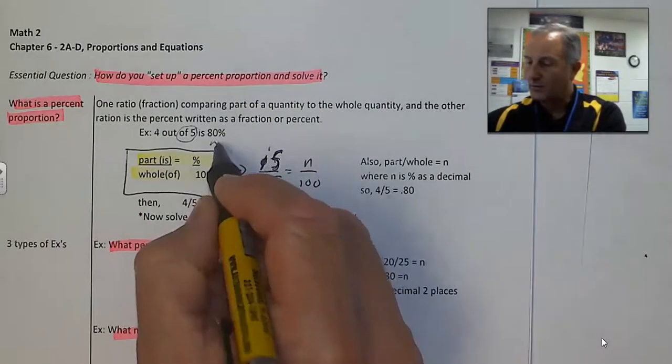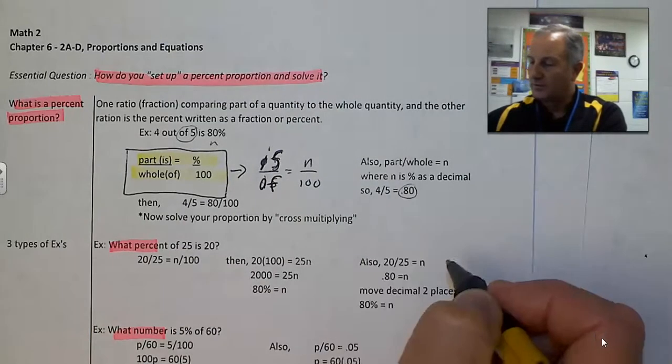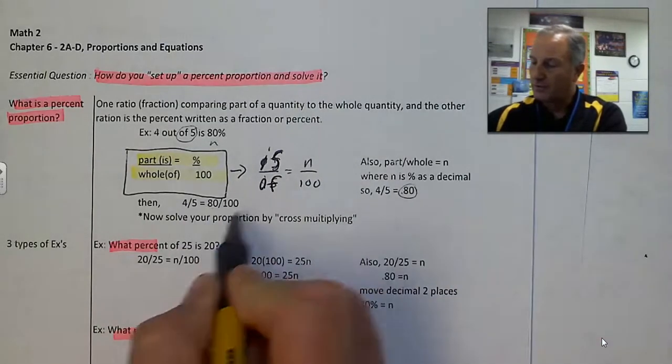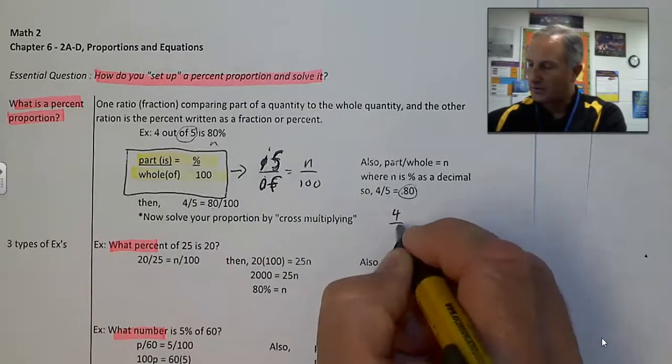N is always the percent, okay? This is it written as a decimal. This is it written in the form here. So 4 over 5 equals 80 over 100. So that would look like this.